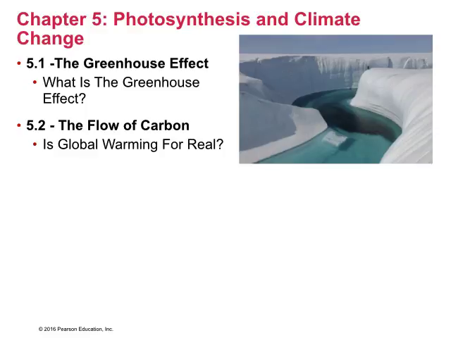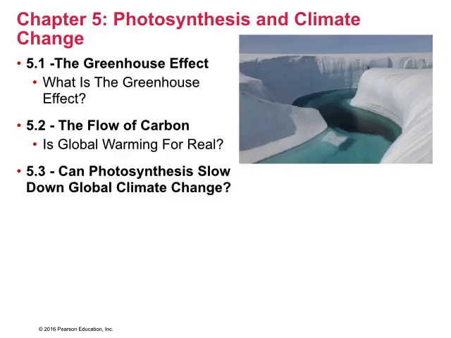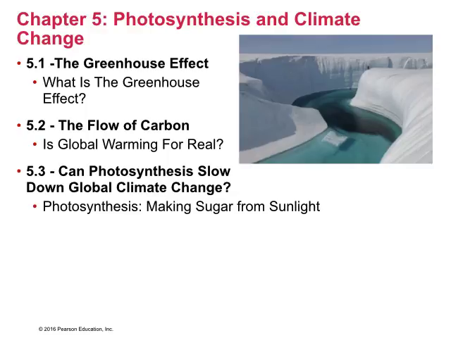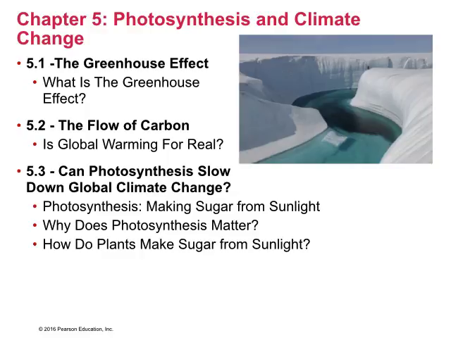And we're going to be looking at questions such as, is global warming for real? Is it a real thing? Section 3 is about photosynthesis, and your textbook tries to connect the two by asking the question, can photosynthesis slow down global climate change? Because photosynthesis uses CO2, right? And CO2 is thought to cause global warming. So we're going to look at photosynthesis, what it is, making sugar from sunlight, why photosynthesis matters, and how plants actually make sugar from sunlight.